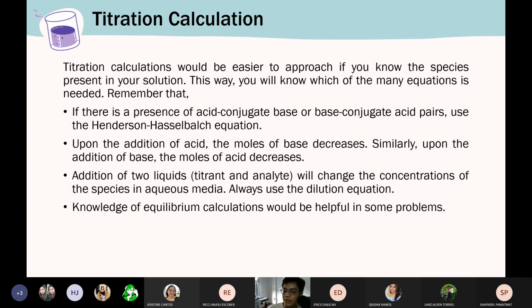Okay? And then lastly, knowledge of equilibrium calculations will be helpful in some problems. Okay? Especially if it involves equilibrium systems such as weak acids or weak bases. Okay?